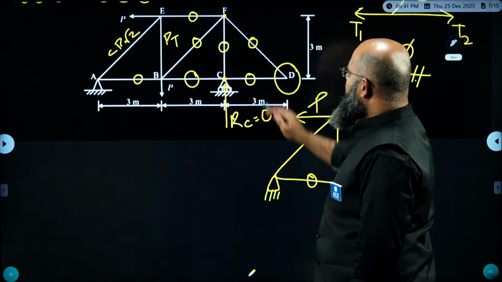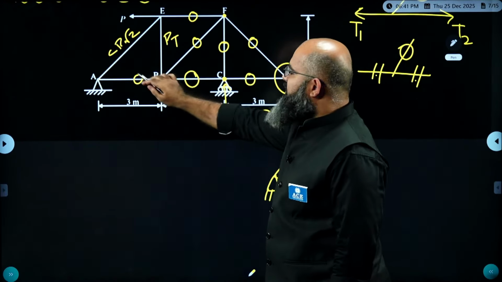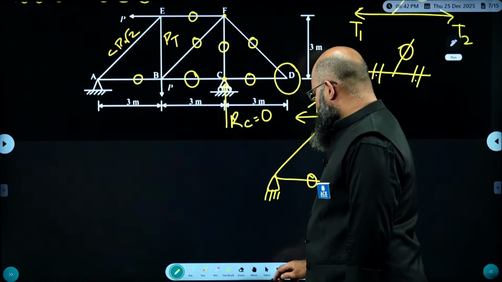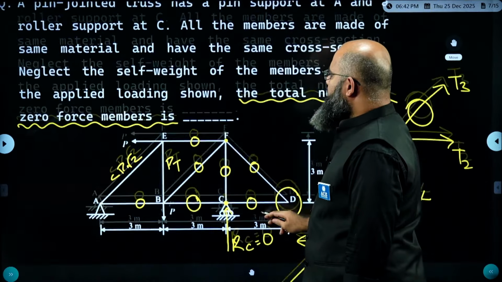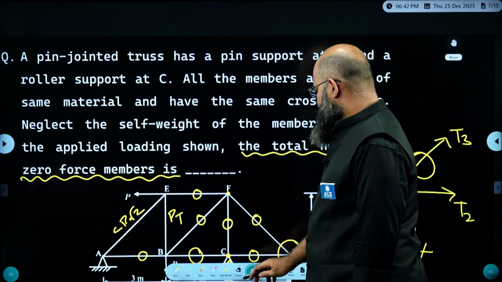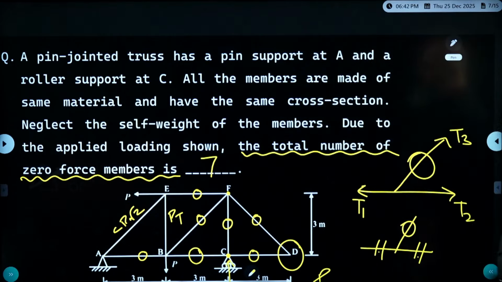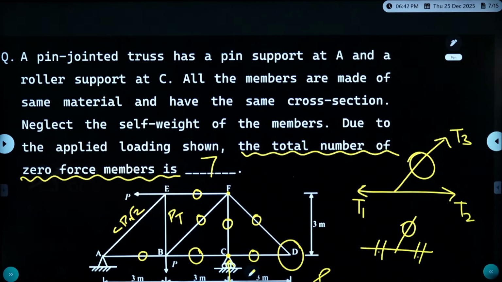So now what do I have? 1, 2, 3, 4, 5, 6, 7. In total, I'm having 7 zero force members. He gave me a 9-member truss, of which 7 members are zero force members. The answer over here is 7. I hope this is clear till here to all of you.